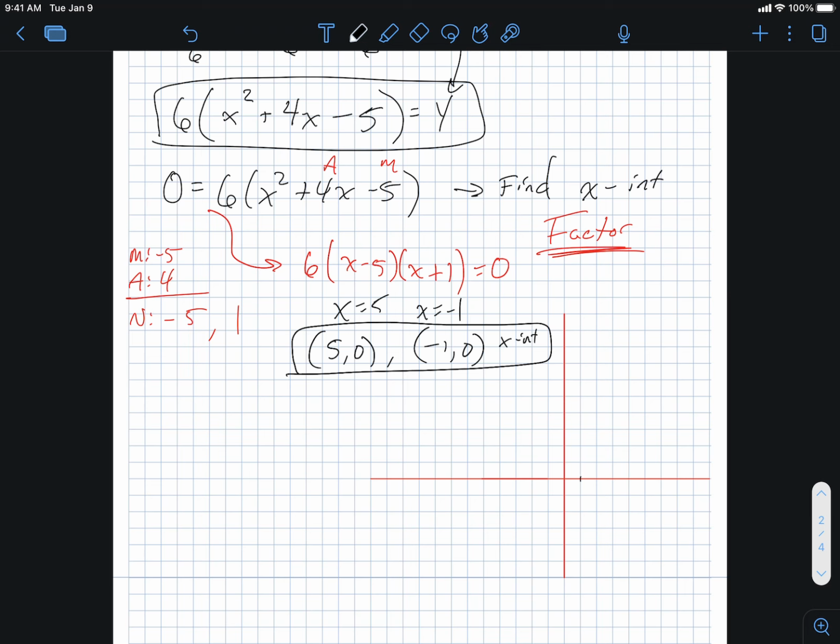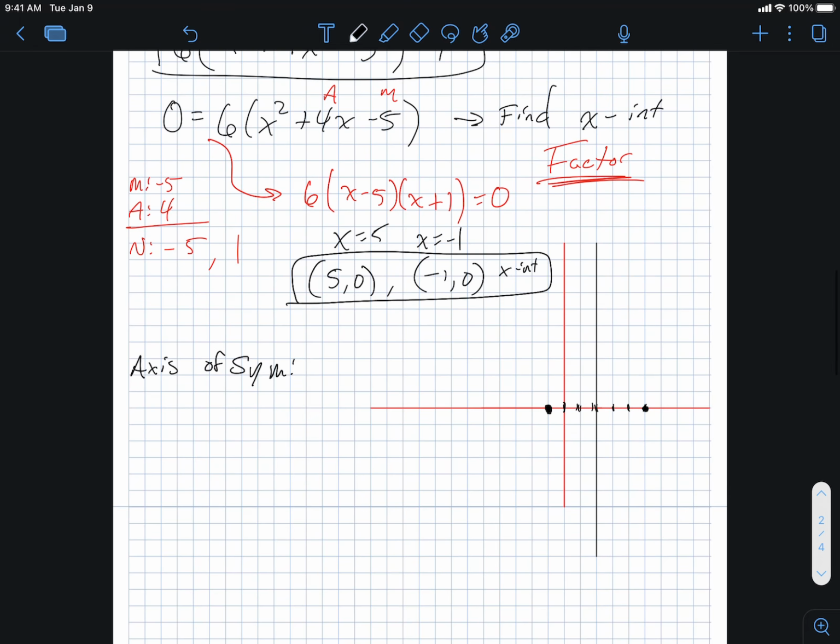Where's 5, 0? 1, 2, 3, 4, 5. And -1, 0. There are the 2 points. Now your next job is to find the axis of symmetry. Well, the axis of symmetry is right in the middle of those 2 points. 1, 2, 3, 4, 5, 6. What's in the middle of those? 3. So count 3: 1, 2, 3. Here is your axis of symmetry, at x equals 3.